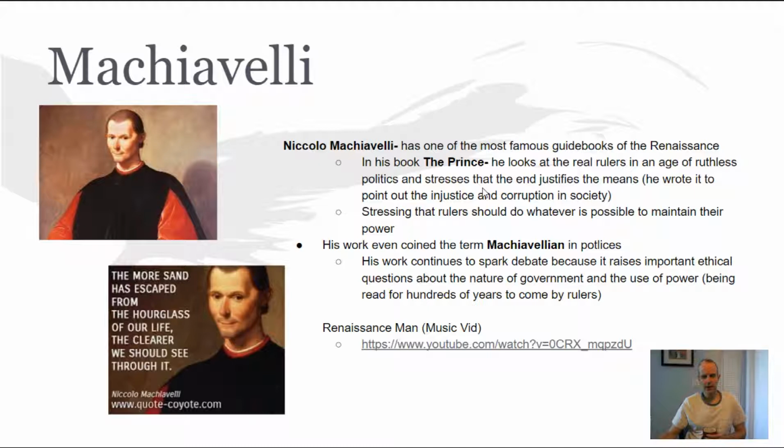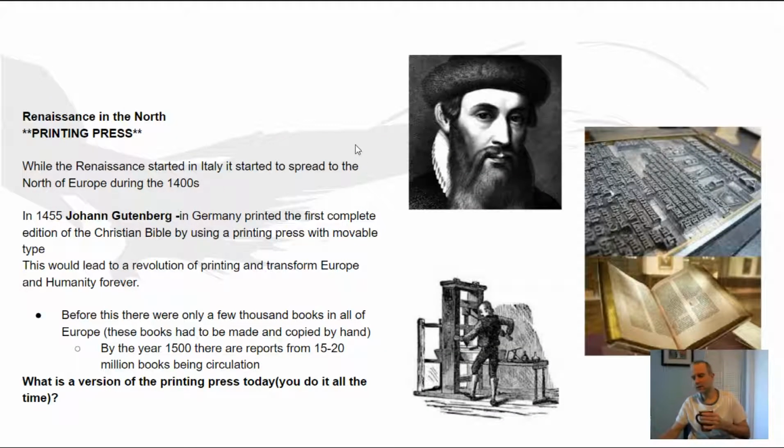It's very unlikely you get this for your AP World History test. This would be more of an AP Euro, but just in case you kind of know what Machiavelli is. Here, this is a good one to know because this basically facilitates the idea of new inventions, creates the facilitation of ideas flowing out of Italy going to the Northern Renaissance. One of the ones you do need to know is Gutenberg's printing press.